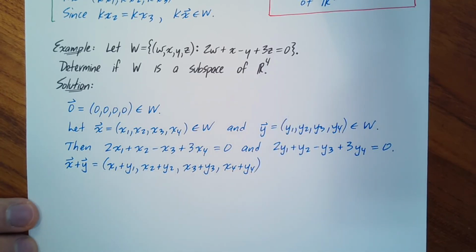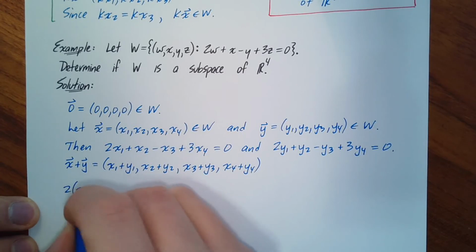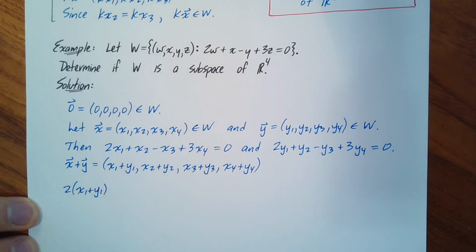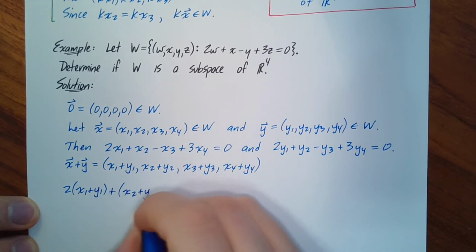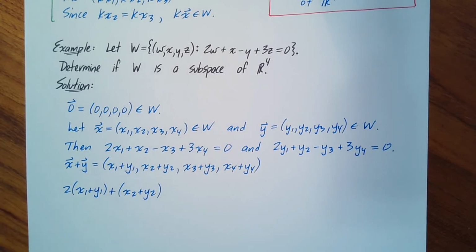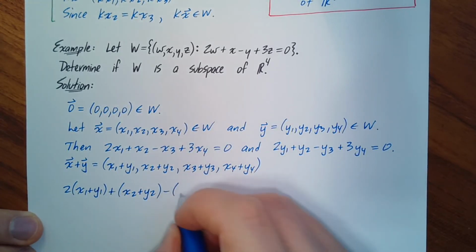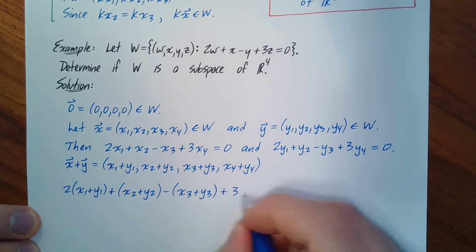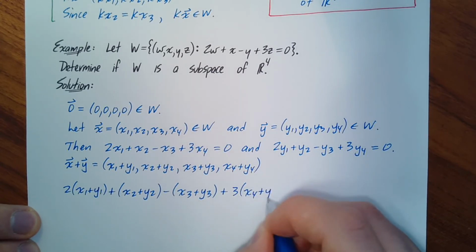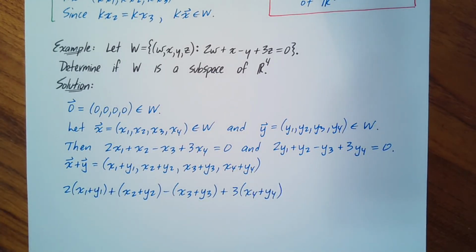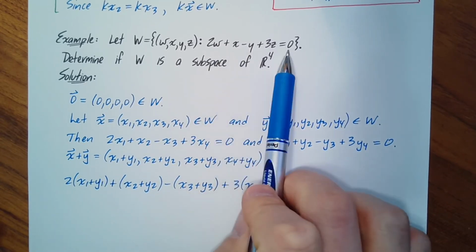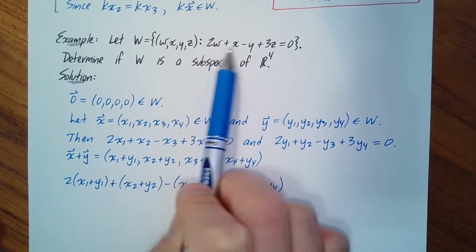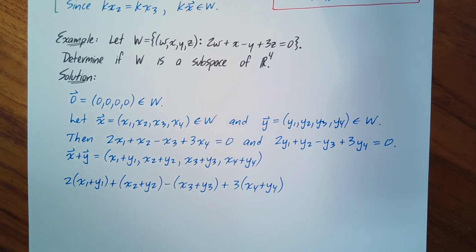Well, what do we get if we do that? We're just going to go 2 times x1 plus y1, plus, then the second coordinate, I'm going to put brackets around it even though it's not strictly necessary, x2 plus y2, and then minus x3 plus y3, and then lastly plus 3 times the fourth coordinate, which is x4 plus y4. So really, that is the left-hand side of this equation if we plug in these four coordinates for w, x, y, and z. Well, now what? Is this equal to 0? Let's try to prove that it is.